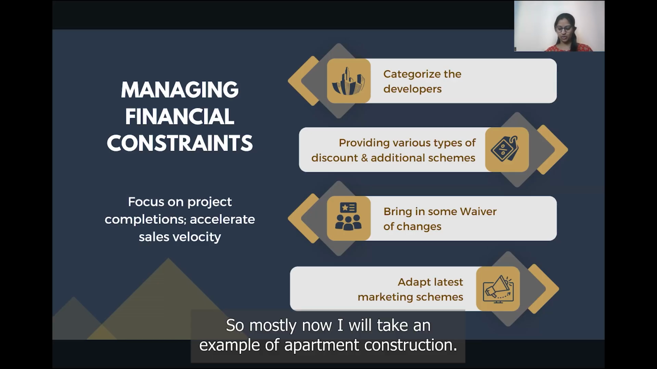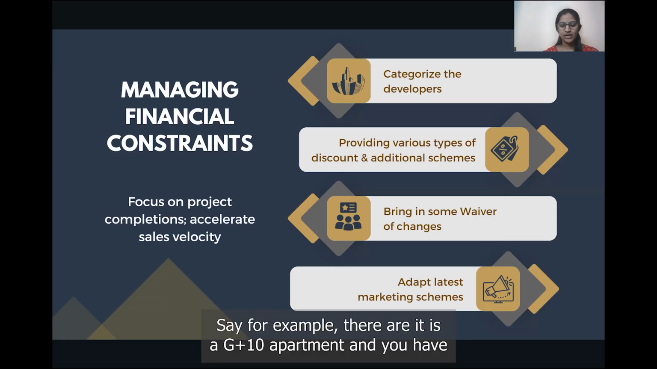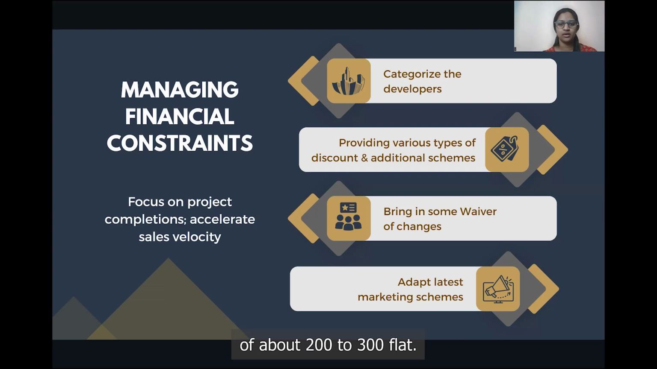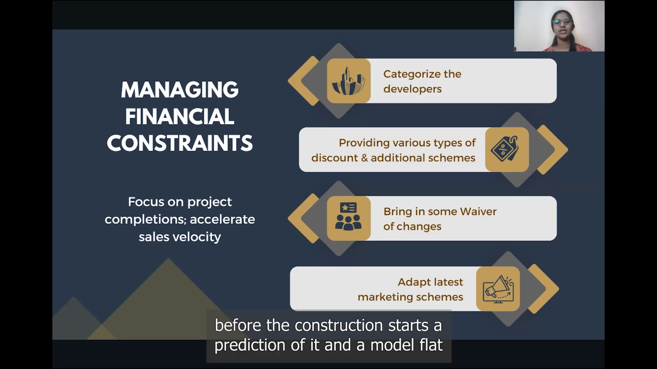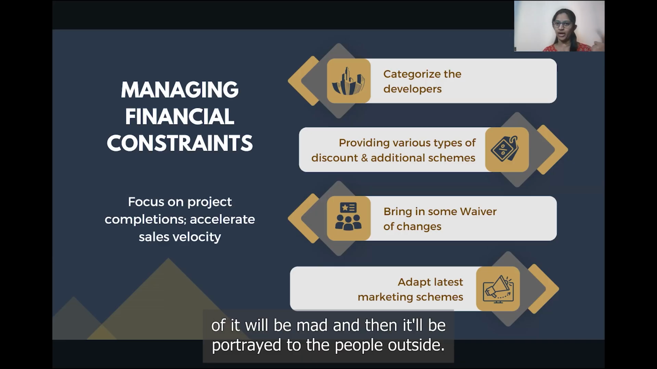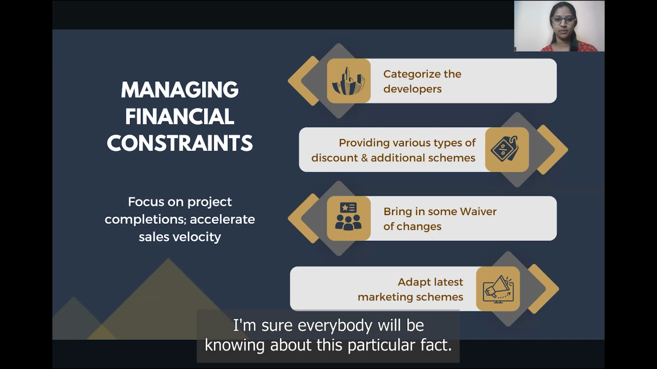Mostly now I will take an example of apartment construction. Say, for example, it is a G plus 10 apartment and you have about 200 to 300 flats out for sale. What usually happens is that before the construction starts, a prediction of it and a model flat of it will be made, and then it will be portrayed to the people outside. I'm sure everybody knows about this particular fact.